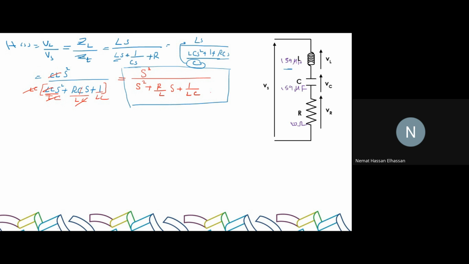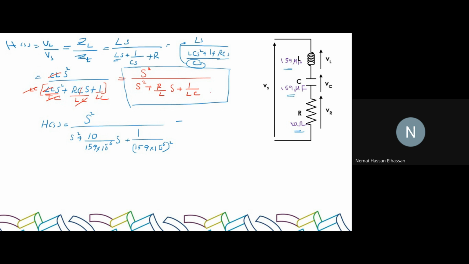Now all I have to do is just substitute values. So we can say that H of s is equal to s squared divided by s squared plus R, which is 10, over L, which is 159 micro, 10 power minus 6, s plus 1 over 159 times 10 power minus 6 squared, because both L and C have the same value, 159 times 10 power minus 6. Are we following? Yeah? Which will be equal to what?